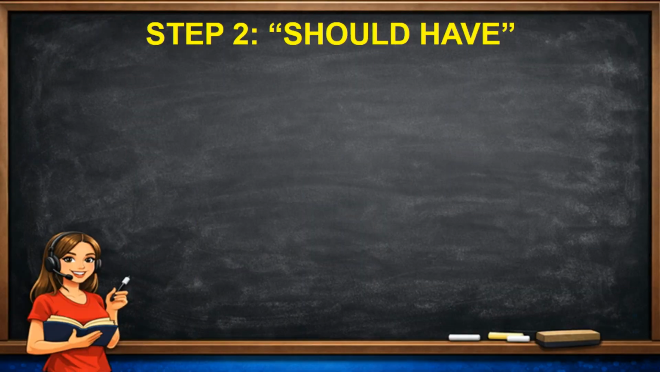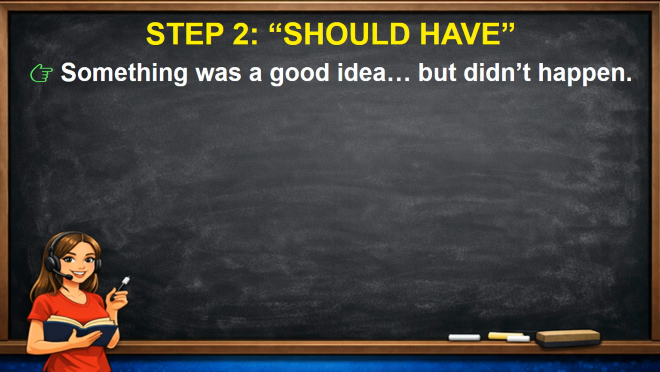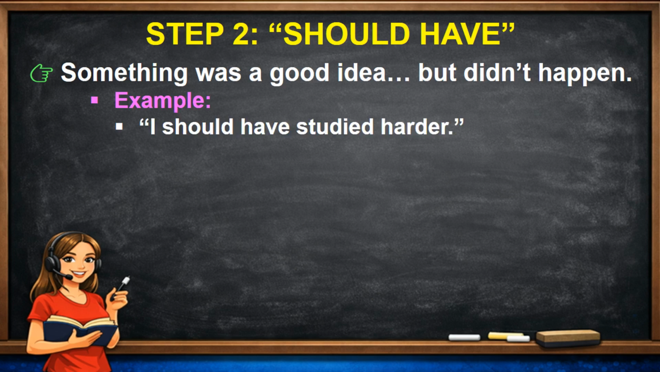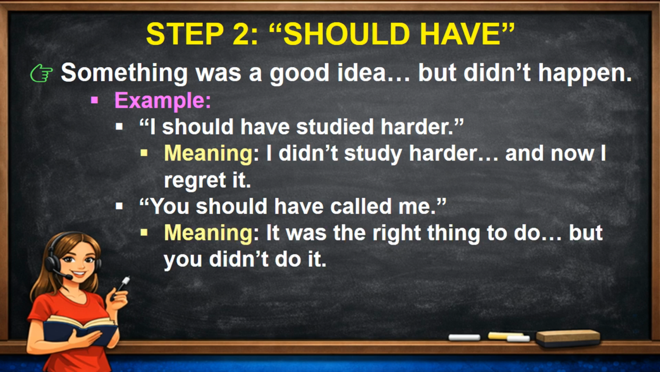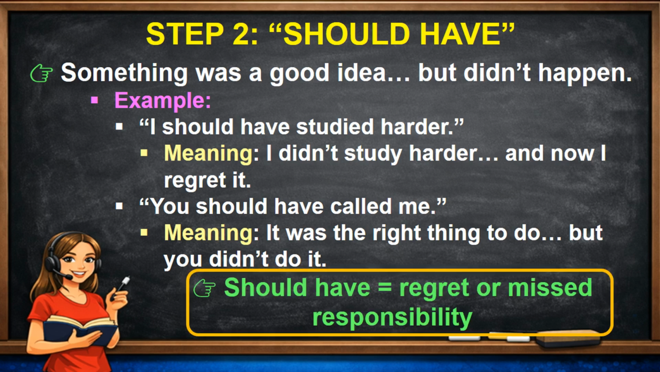Step 2. Should have. Regret or advice in the past. Use should have when something was a good idea but didn't happen. Example. I should have studied harder. This sentence means I didn't study harder, and now I regret it. Another example. You should have called me. And the meaning of this sentence is, it was the right thing to do, but you didn't do it, or you didn't call me. So remember, we use should have if we want to show regret or missed responsibility.